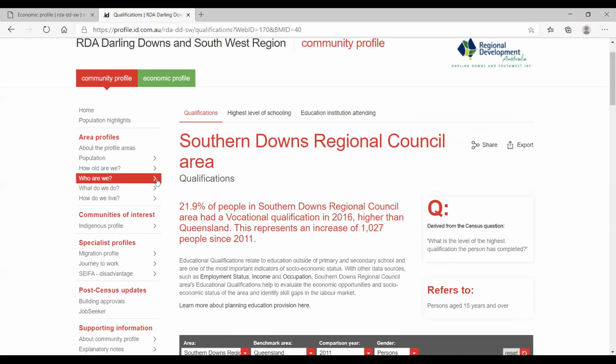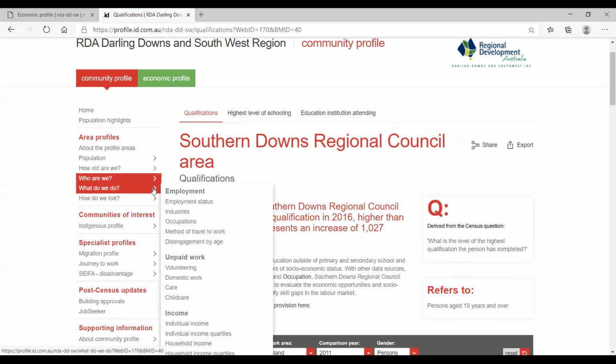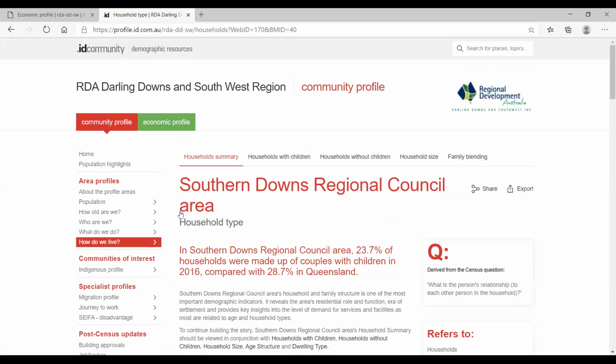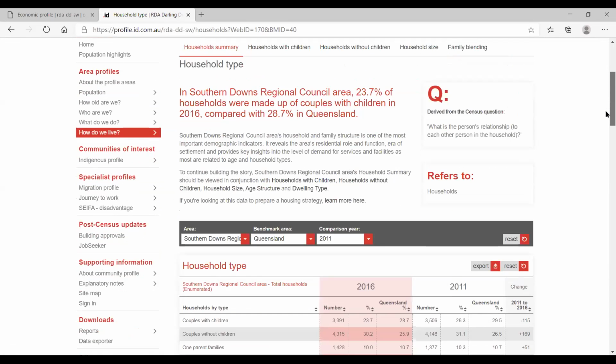So that's our qualifications. What do we do? I'm going to leave that simply because we'll go through a lot of it in the economy section. The thing I'm going to look at in how do we live is our household summary. Okay, so we saw there was a really aging component in the community.